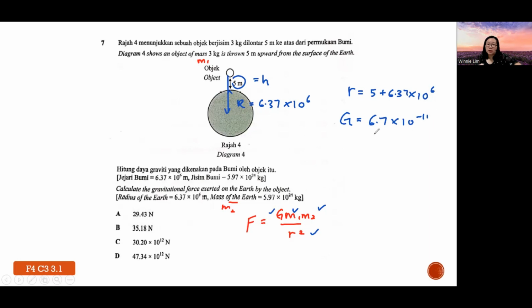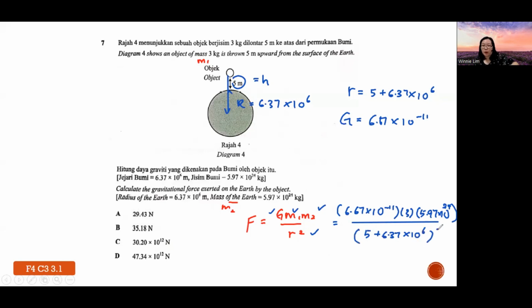Based on these magnitudes, you can now substitute into this equation. 6.67 times 10 power negative 11, then the mass 1, 3, mass 2, 5.97 times 10 power 24, whole thing divided by r, so your r will be 5 plus 6.37 times 10 power 6, and the whole thing squared.